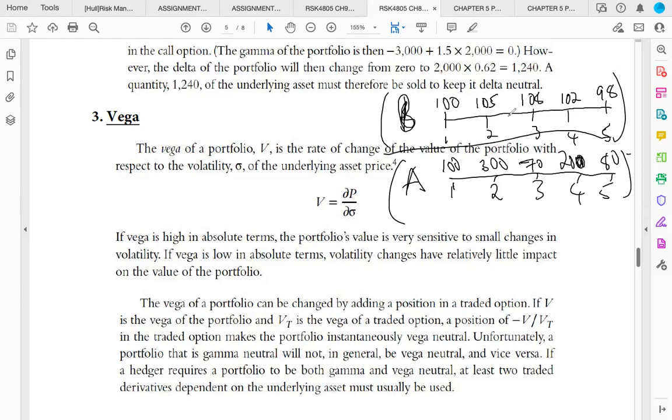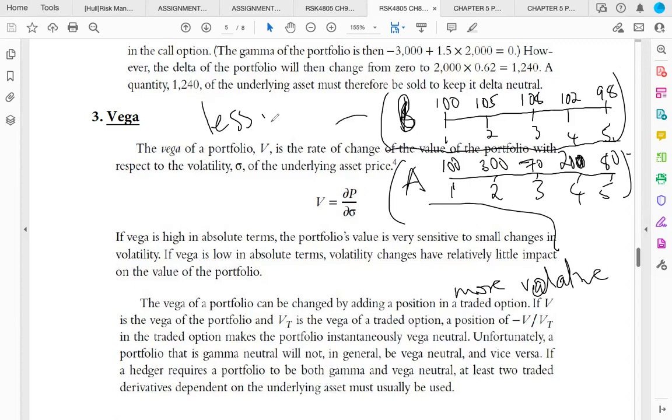If we compare these two assets, right, we say that asset A is more volatile compared to asset B. Asset B is less volatile. Sorry, that's volatile. Okay. Why do we say that?